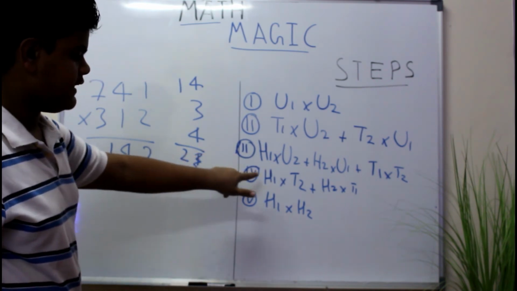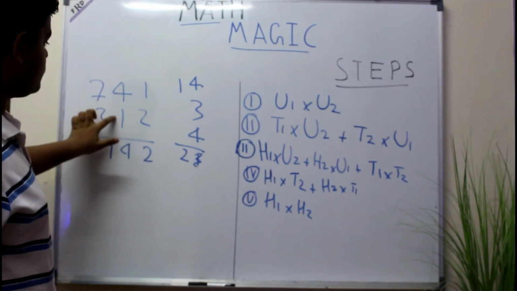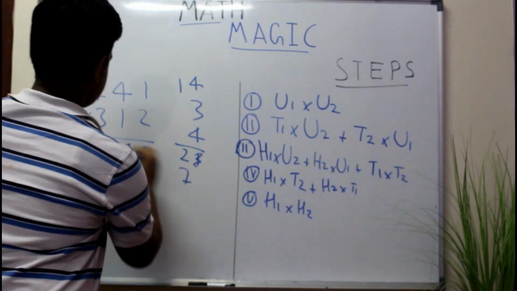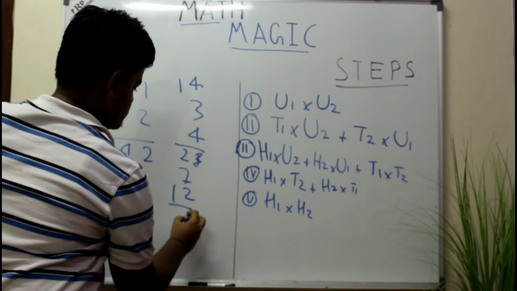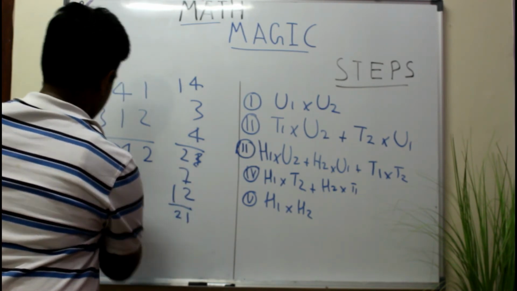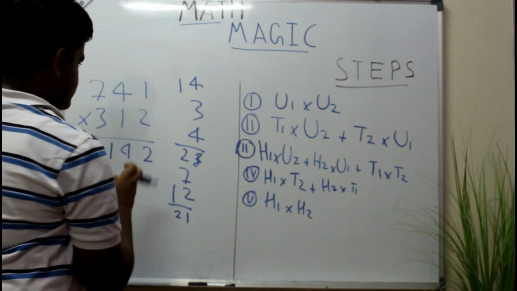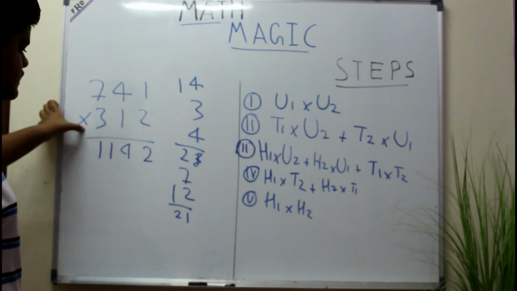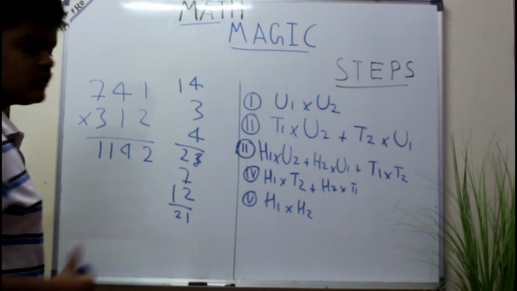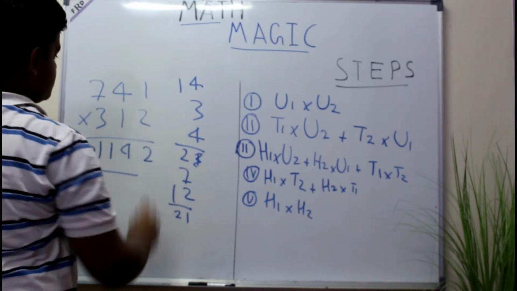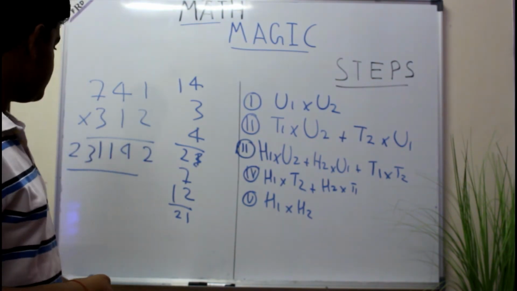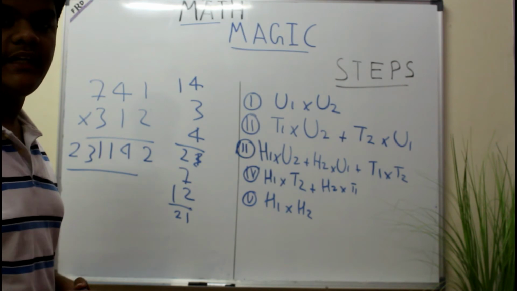Next step is to multiply H1 into T2. So 7 into 1 is 7, plus 3 into 4 is 12. 2 plus 7, 9, plus 2, 11. 21 again comes here, 1 comes here, 2 goes as the carryover. 7 3s are 21, plus 2 is equal to 23. So 741 multiplied by 312 is equal to 231192.